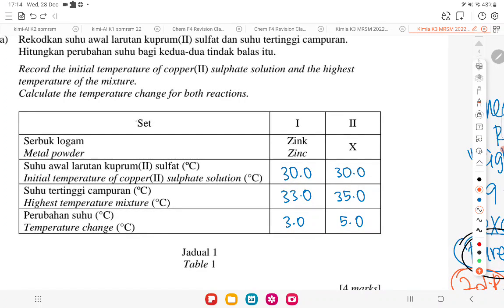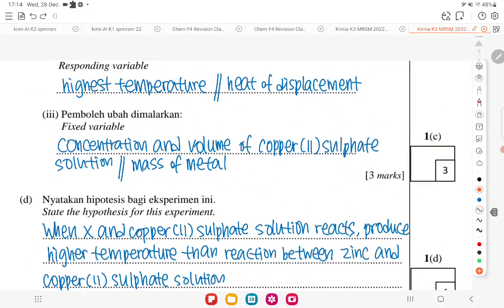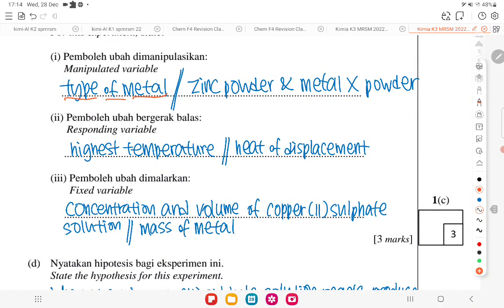They change the metal powder, right? Set 1, the metal powder they use is zinc. Set 2, the metal powder they use is X. So they purposely change the metal powder. You can write type of metal, because they change the metal zinc and they change the metal X. So sir, can we write type of metal powder? Yes, you can. The word powder is optional. Even if you don't write the word powder, only type of metal is okay.